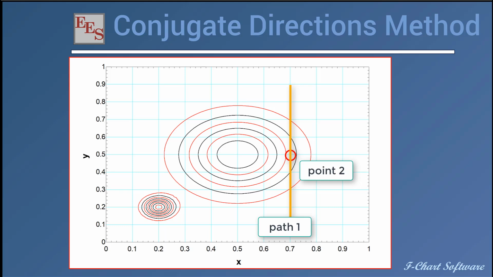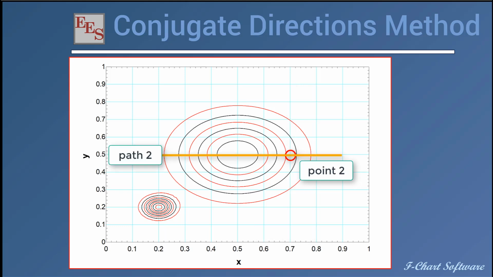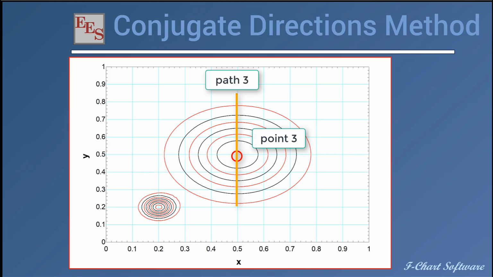Once it gets to point 2, now it's going to hold another independent parameter constant. So in this case, it'll hold y constant and vary x. So it's traveling along path 2, and it locates point 3. And then because there's only 2 independent parameters, it goes back to the first one and starts over again. So now it'll move along path 3 and basically not move, because it'll find that it's already at the top, and it'll be done here pretty quickly.